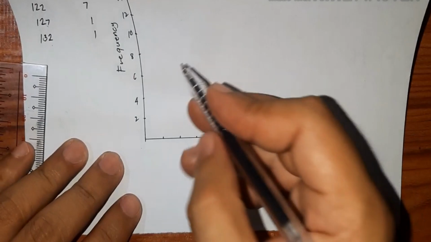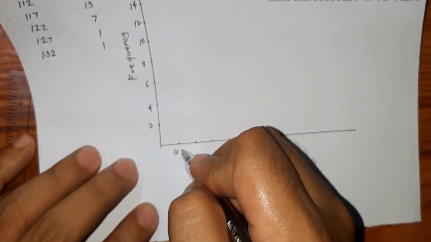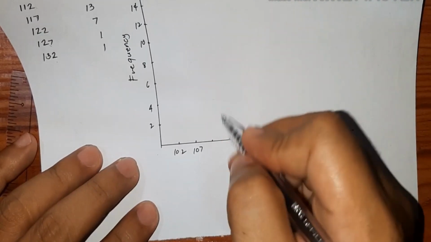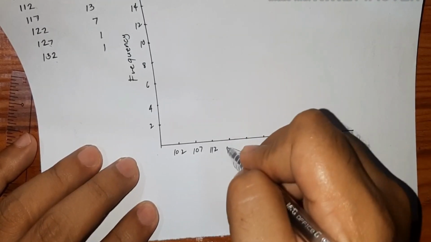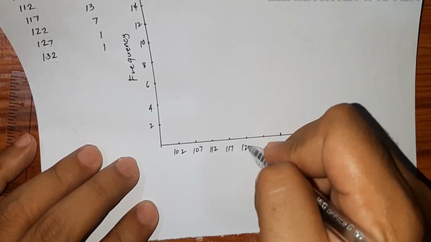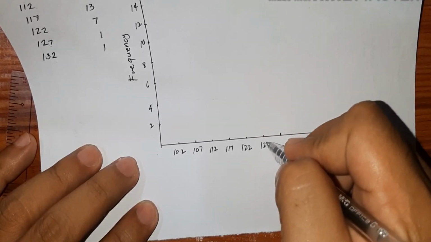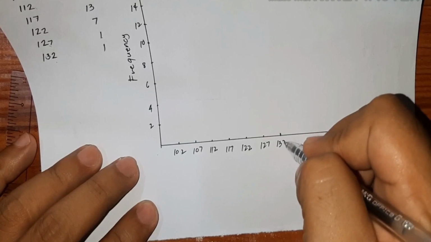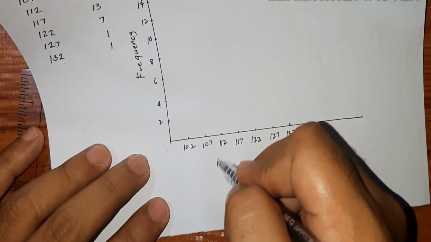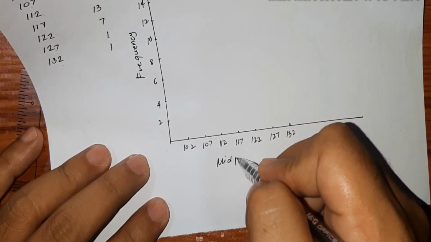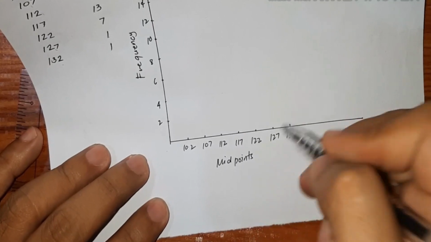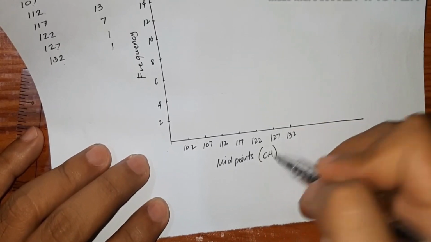And then, ito naman nasa baba. So we have, just copy the midpoint. So we have 102, 107, 112, 117, 122, 127, and 132. So these are our midpoints. May tinatawag na class mark.